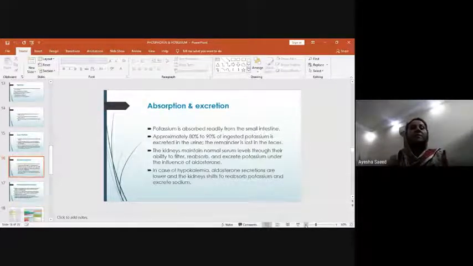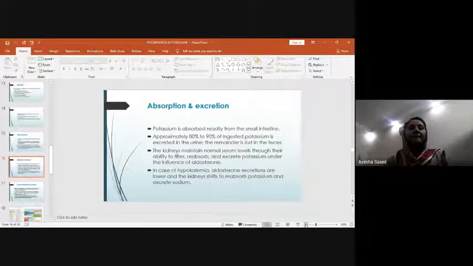Potassium is absorbed readily from the small intestine. Approximately 80 to 90% of ingested potassium is excreted in the urine. The remainder is lost in the feces. The kidneys maintain normal serum levels through their ability to filter, reabsorb, and excrete potassium under the influence of aldosterone. So, the hormones that control the absorption, excretion, and maintenance of balance of sodium also control the balance of potassium.